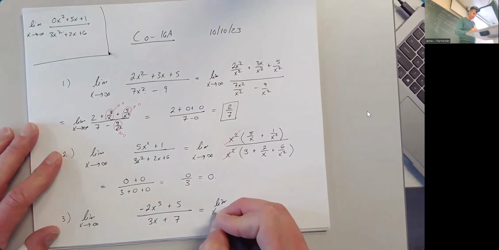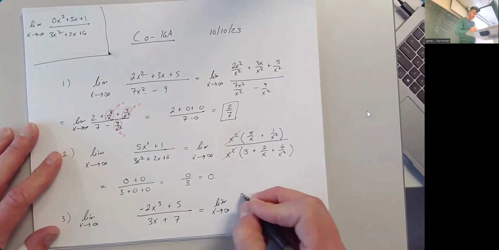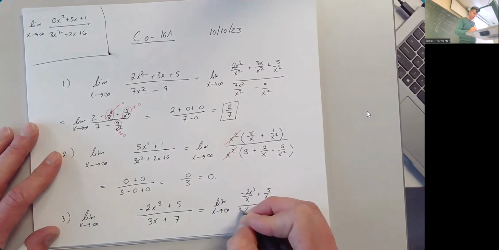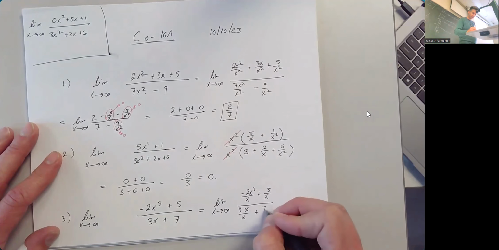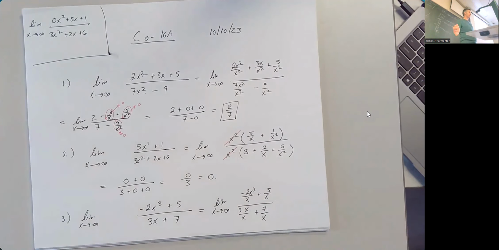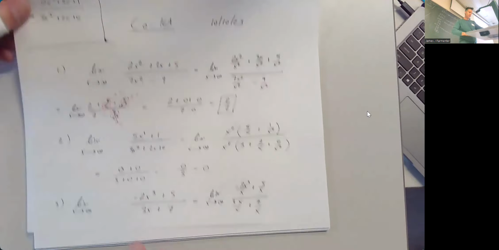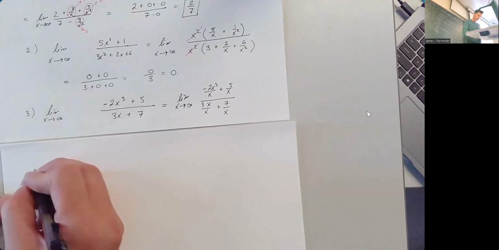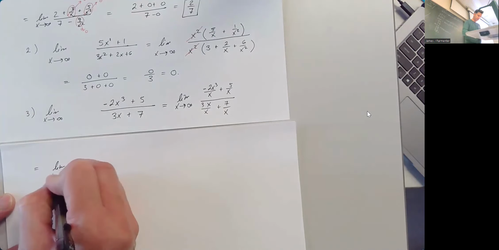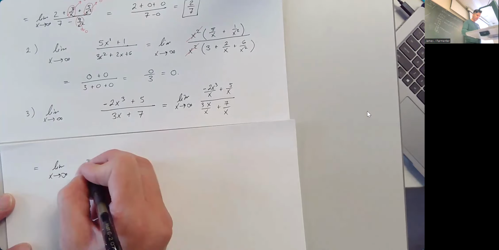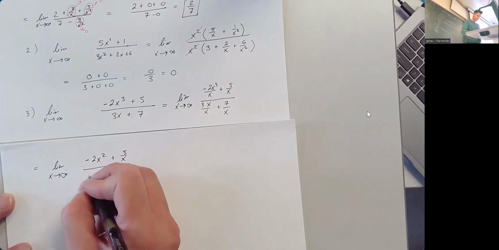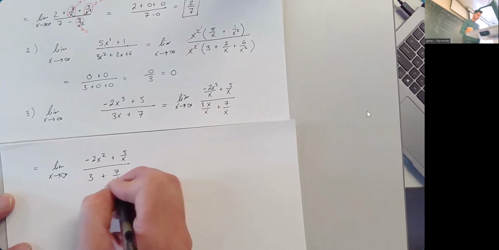We have the limit as x goes to infinity of negative 2x cubed divided by x plus 5 divided by x over 3x divided by x. And this is definitely a place where I should have skipped a step. And then continuing here, we write this as the limit as x goes to infinity. Simplifying, we get negative 2x squared plus 5 over x over 3 plus 7 over x.